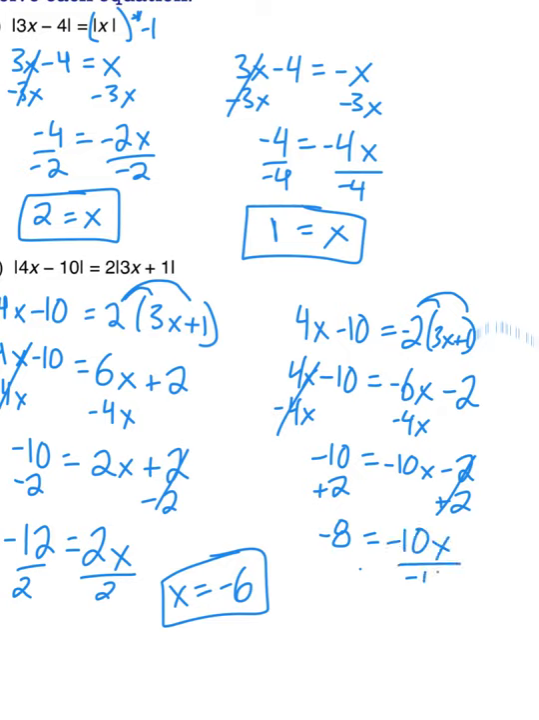Last step, we're going to divide by negative 10. And I get x equals 8/10, which you could write as a decimal, or you could also say 4/5. And that should be positive because a negative divided by a negative is a positive.